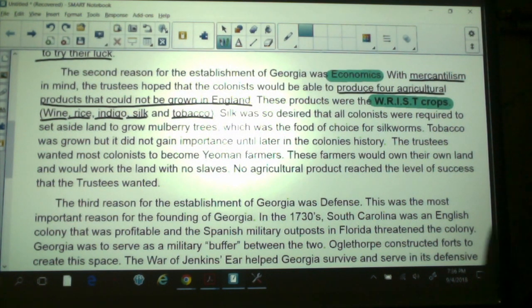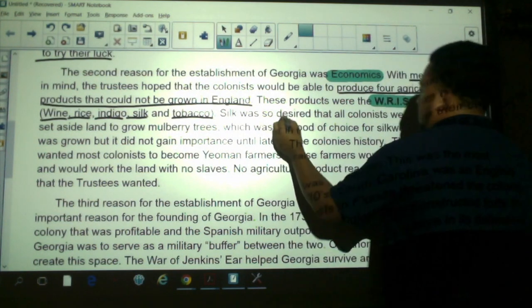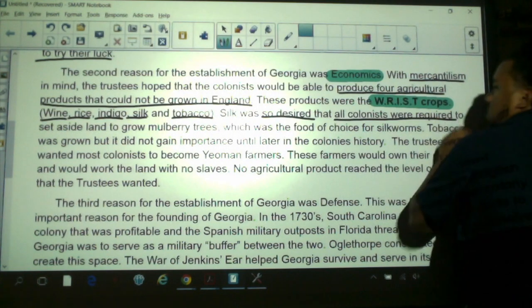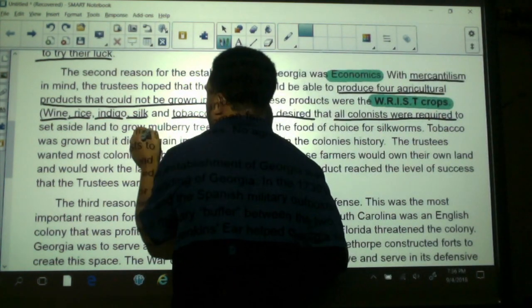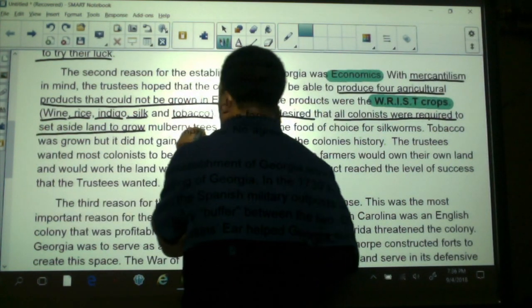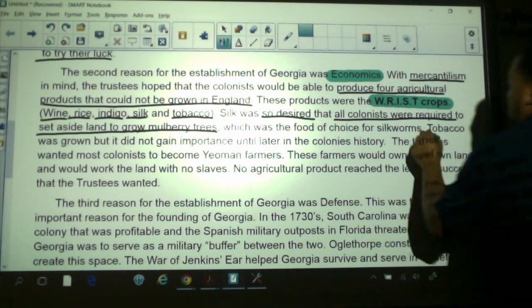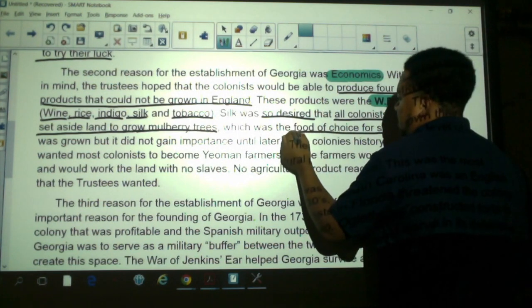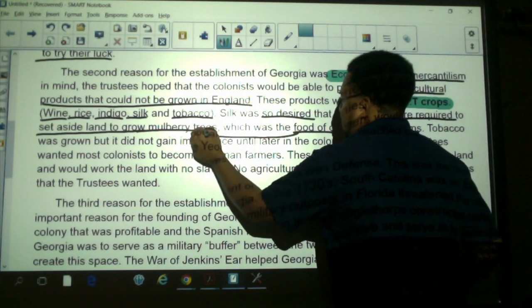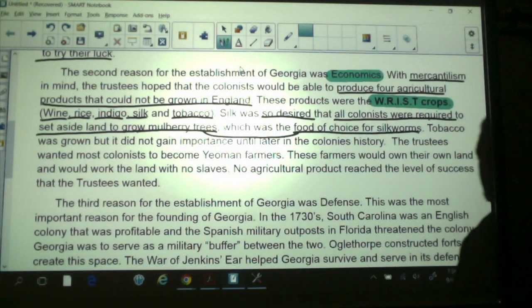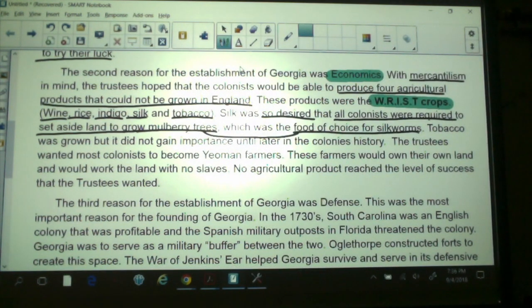Stop, correct, you're right. All right, so it must be very important. All colonies were required to set aside land to grow mulberry trees. And I might just make sure that we remember this. I'm not saying it would be on the test, but you never know. Make sure that we know that these two are connected. Okay? The reason for the mulberry tree is for the silkworms themselves. All right. It says tobacco was grown, but it did not gain importance until later on in the colony's history.